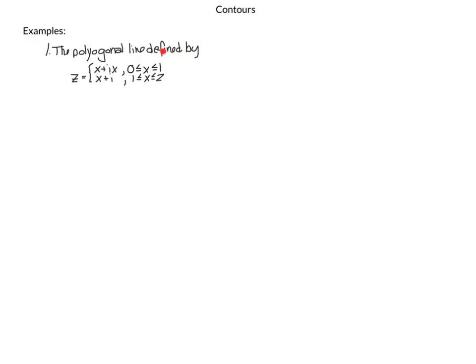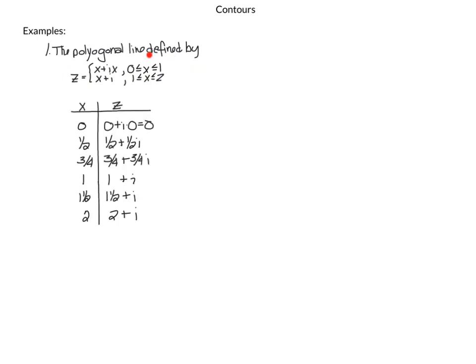Our next example is going to be the polygonal, I didn't even know this was a word, line defined by z equals x plus ix for x between 0 and 1, and z equals x plus i for x between 1 and 2. So in this case, our variable z is parameterized by the variable x. In other words, x is what z depends on. x is the independent variable, z is the dependent variable.